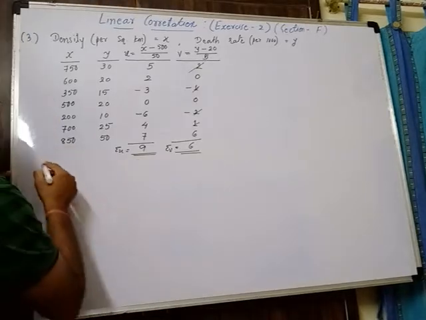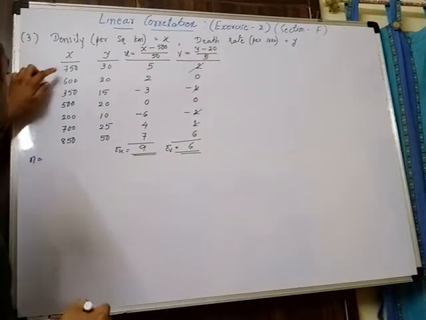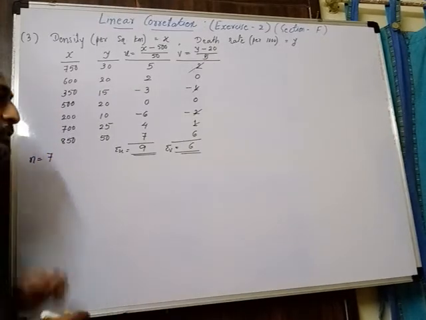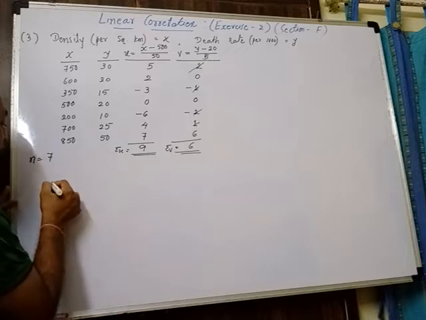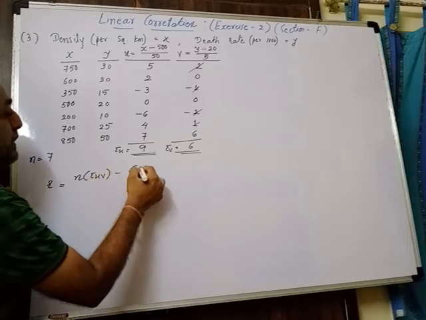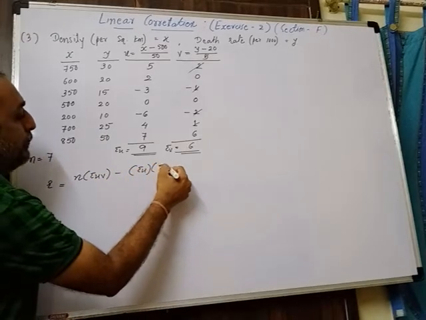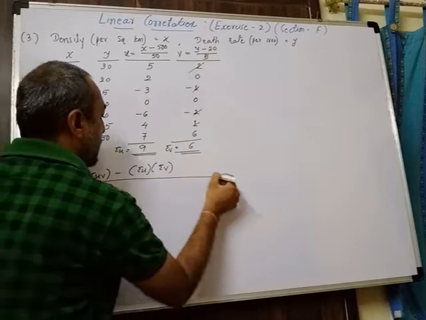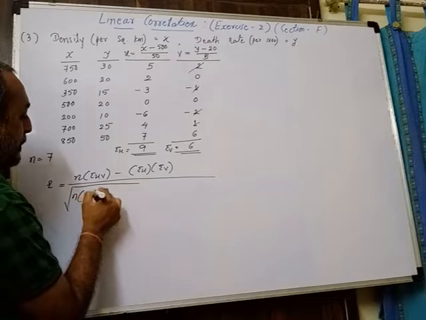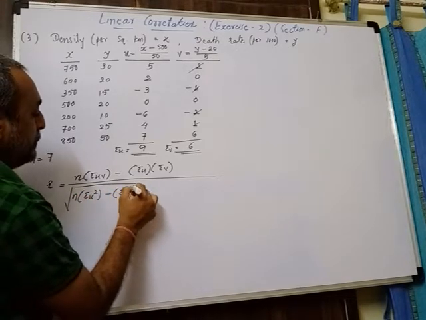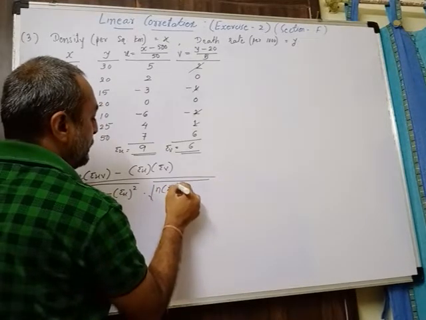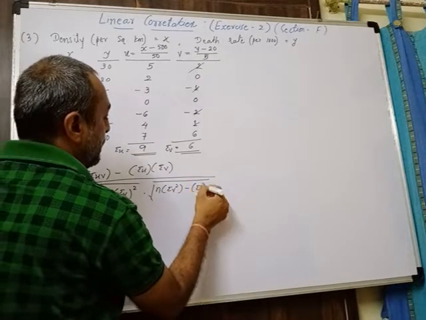Now the formula. First of all, how much is n? Counting 1, 2, 3, 4, 5, 6 and 7, there are 7 pairs of observations available, so n is equal to 7. Now we will write the formula. r is equal to n times sum of uv minus sum of u into sum of v, divided by the first root of n sum of u square minus sum of u the whole square, into the other root of n sum of v square minus sum of v the whole square.